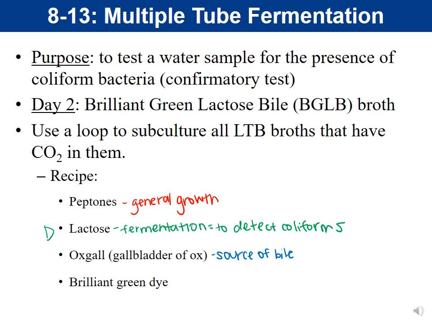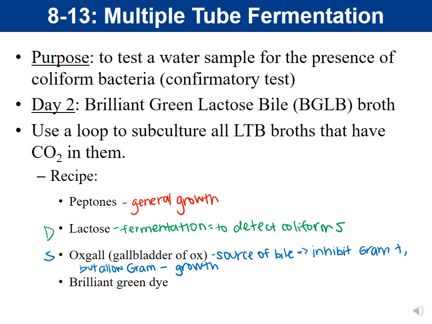The purpose of this ingredient is that it's there to inhibit gram-positive, but allow gram-negative growth, right? So it's there to inhibit gram-positive, but allow for gram-negative growth. What would you call that type of ingredient? That ingredient would be considered selective.